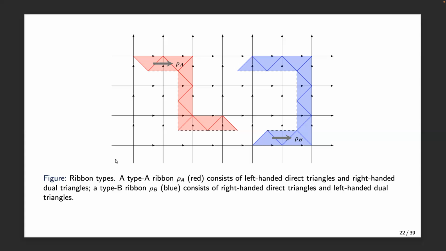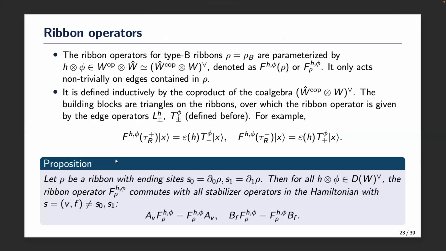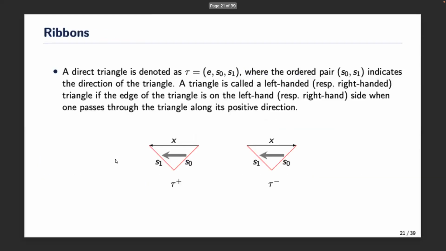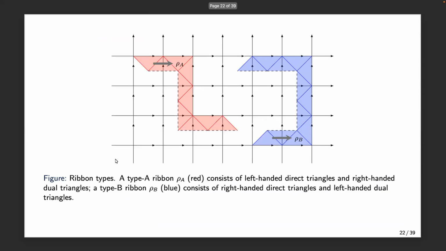So you decompose the ribbon smaller and smaller, and then you see the basic definition only relies on the triangle. So the building blocks are triangles, over which the ribbon operator is given by the H operator that we defined before. For example, for the ribbon shown in this slide, the ribbon operator acts on this edge, and the definition is given by the formula.